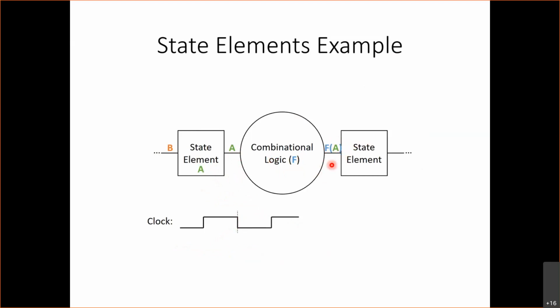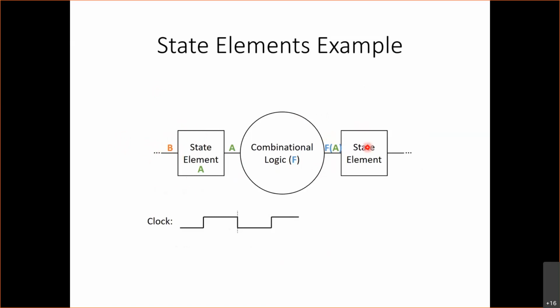When the next active edge occurs, meanwhile, whatever was here before has computed some value B, and this B is also going to wait here at the input of this state element until the next active edge. So when the next active edge occurs, B is going to become the content of this state element, and F of A is going to become the content here.